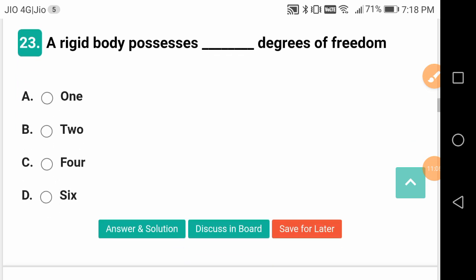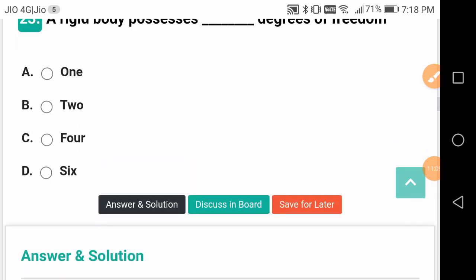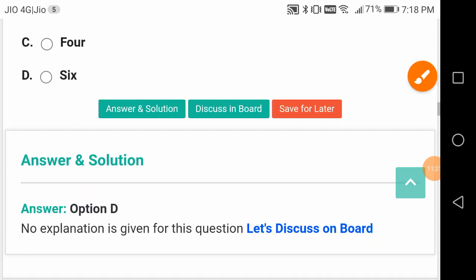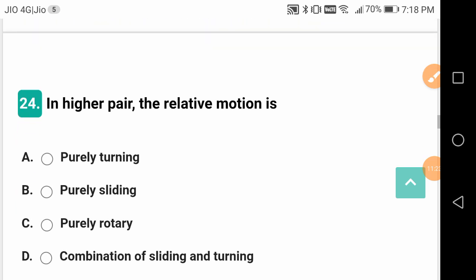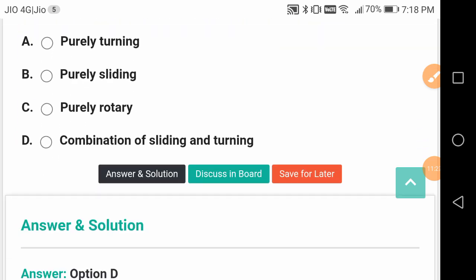A rigid body possesses how many degrees of freedom? 6 degrees of freedom. Actually 12, but one direction is not considered. Out of the left and right, only one is considered. Like that, we have 6, 3 rotary and 3 translatory. In higher pairs, the relative motion is a combination of turning and sliding.